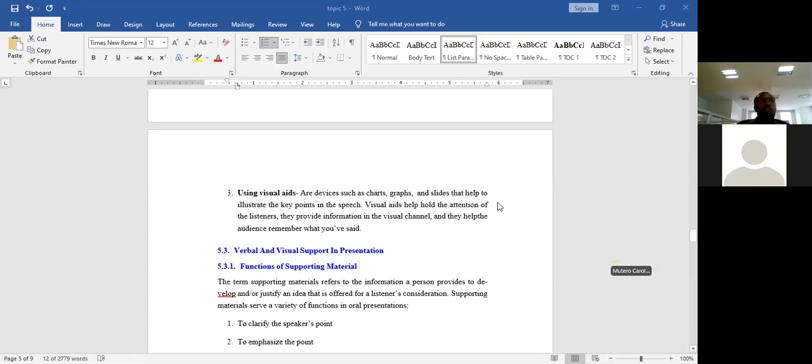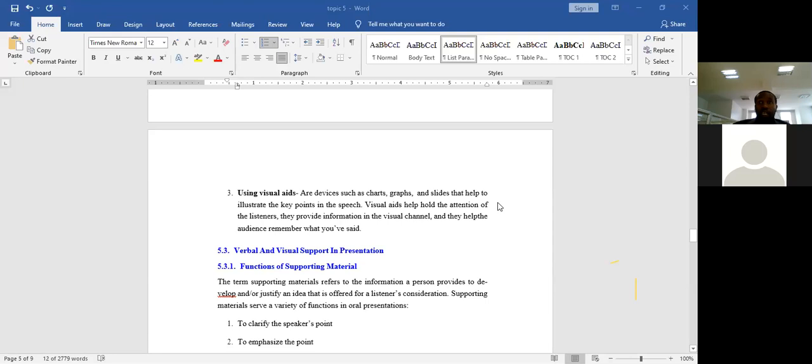Saa zingine tunaingia auditorium, unapata ya kwamba wametuwekea ile inaitwa projector hapo. The moment you project your work on the projector, it actually attracts attention to the listeners. And again, when you project your work using what we call the projector, people can follow exactly what you are saying. So they provide information in the visual channel and they help audiences remember what you have said when you use visual aids like projectors, like flip charts, like all those things.